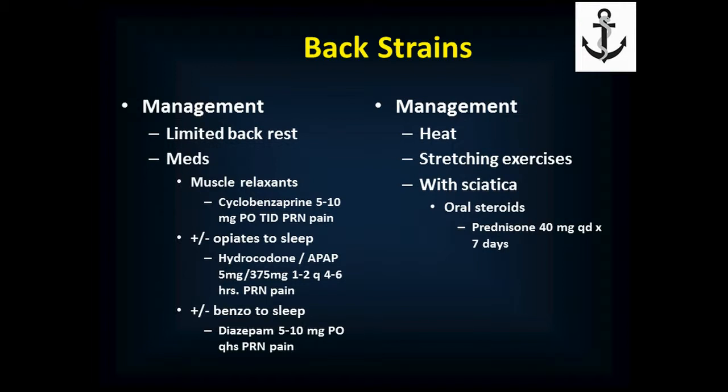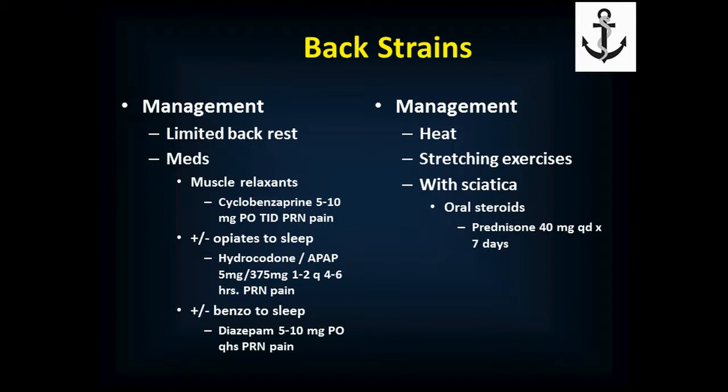Medications, you can use muscle relaxants like cyclobenzaprine, 5 to 10 milligrams by mouth 3 times a day as needed for pain. This can be fairly sedating for some people, so make sure the first time they take it, they're in a situation where they don't have to be awake and alert. A lot of people find that they function reasonably well while taking these, and so may be able to use those during their waking times. Again, they don't heal anything, but they decrease the muscle spasm and make them more comfortable.